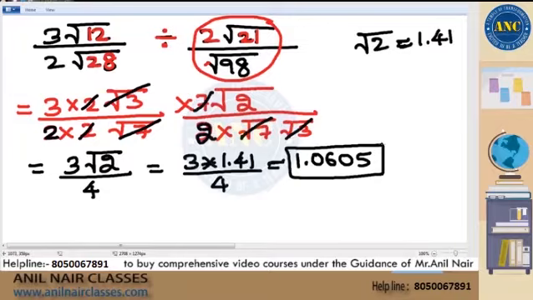It all depends upon the answer options. If the answer option is expressed in this format itself, stop, don't move forward. If the answer option is not expressed in that format, move ahead and continue with that particular simplification. It all depends purely on how the answer options are given.